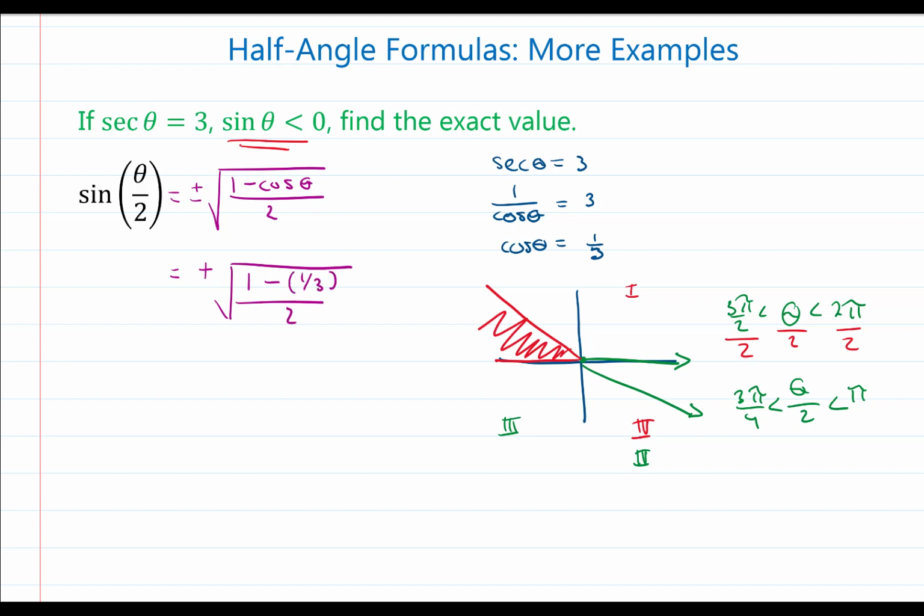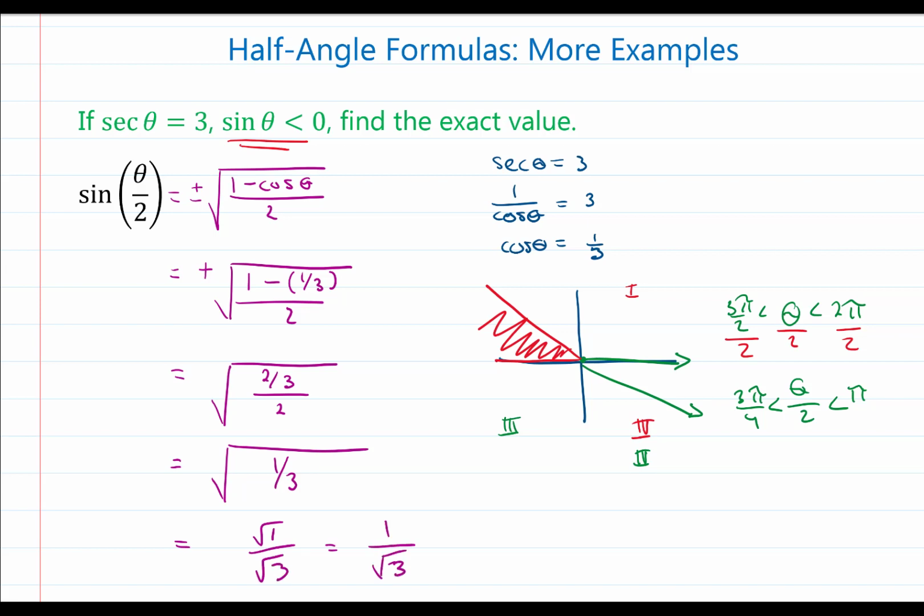Our goal now is to simplify that expression under the radical. Going forward, I'm not going to write the plus, so we'll have the square root of 1 minus 1/3, which is 2/3, divided by 2. And 2/3 divided by 2 is equal to 1/3. I'm now going to break up the radical into the numerator and denominator, so what I get is the square root of 1 over the square root of 3, which is equal to 1 over the square root of 3. And then I need to rationalize the denominator to get square root of 3 over 3, and that is my final answer.